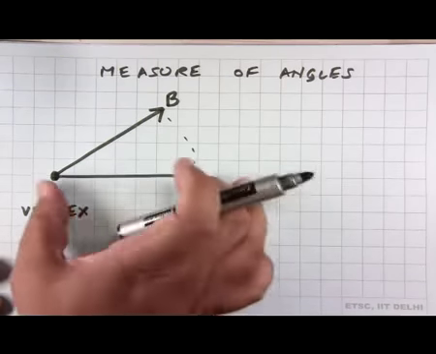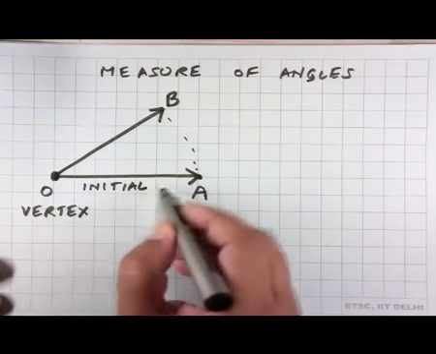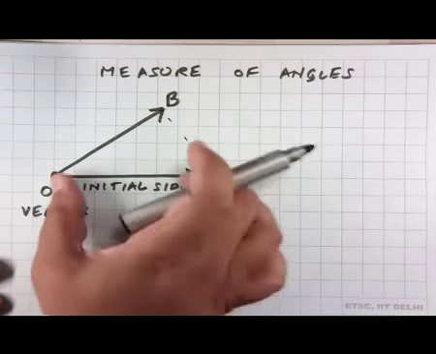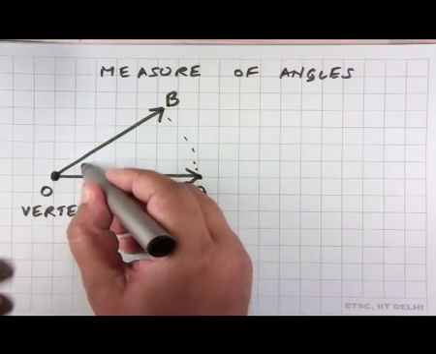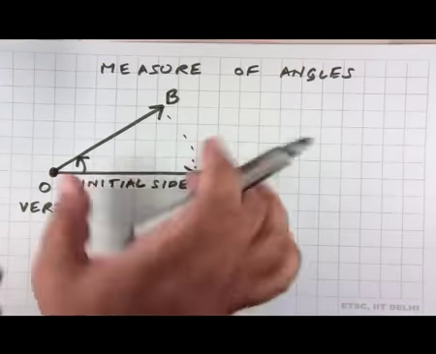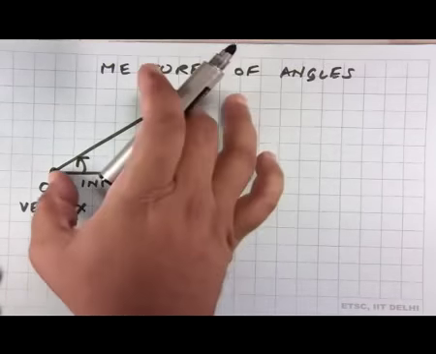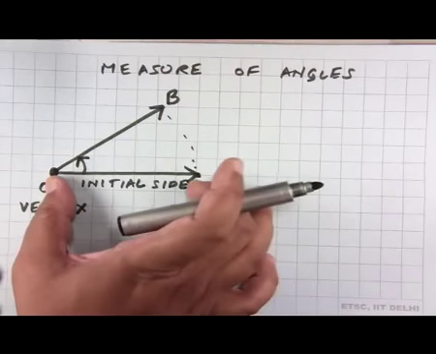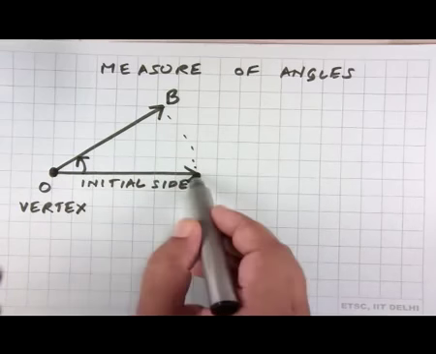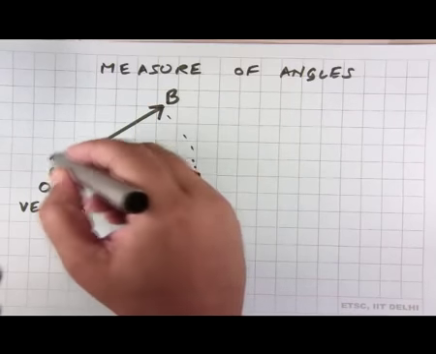Now, this side OA is usually called the initial side of the angle. So, when you rotate it, this angle is nothing but the measure of how much rotation you do. It is a measure of how much rotation is performed when you go from this position to this position. So, this side OA is called the initial side of the angle, this side OB is called the terminal side.